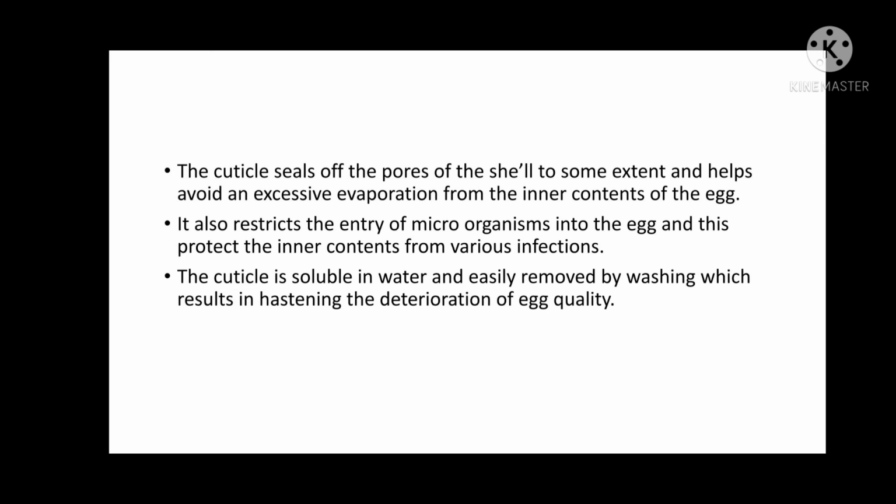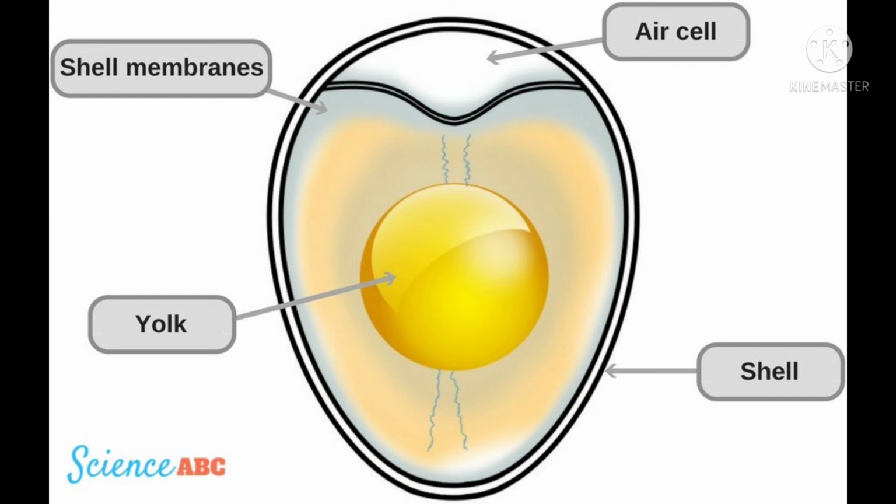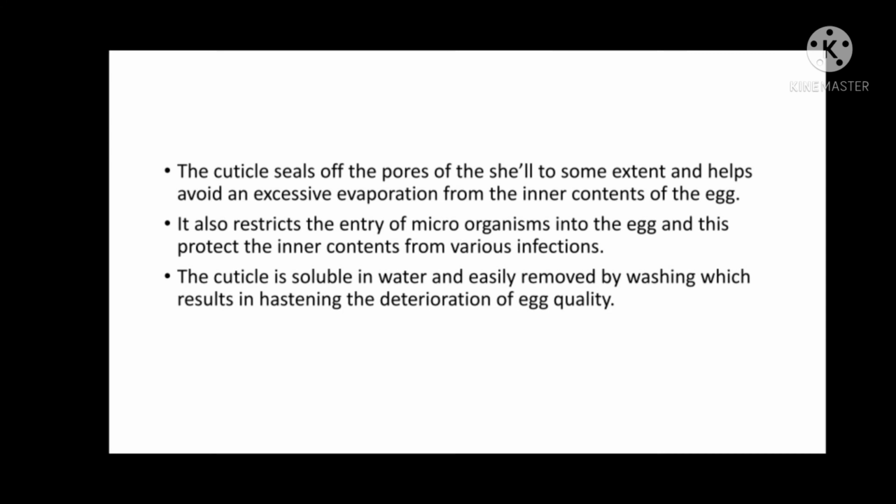The air cell is the empty space between the egg white and the shell at the large end of the egg. You can observe the picture. The large end of the egg is the upper side of the egg, and you can observe the air cell here. When an egg is first laid, it is warm, and as it cools, the contents contract and the inner shell membrane separates from the outer shell membrane to form the air cell, as you observed before in the picture. As the egg ages, the moisture and the carbon dioxide leave through the pores of the shell.